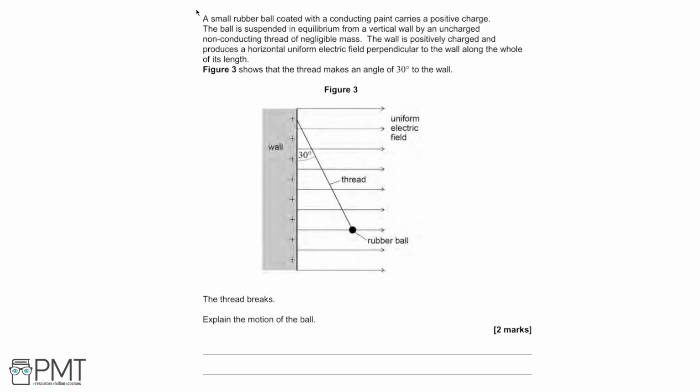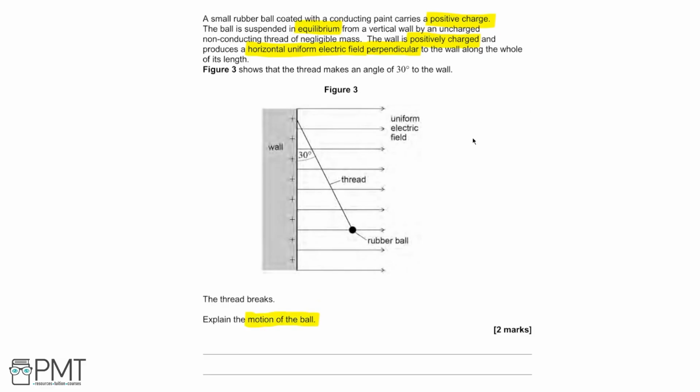The last part of the question says, a small rubber ball coated with conducting paint carries a positive charge. The ball is suspended in equilibrium from a vertical wall by an uncharged, non-conducting thread of negligible mass. The wall is positively charged and produces a horizontal uniform electric field perpendicular to the wall along the whole of its length. Figure 3 shows that the thread makes an angle of 30 degrees to the wall. The thread breaks. Explain the motion of the ball.